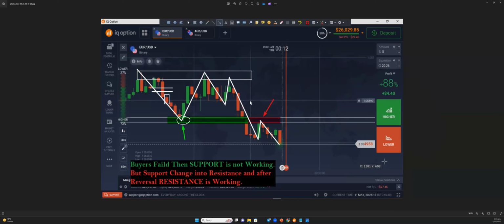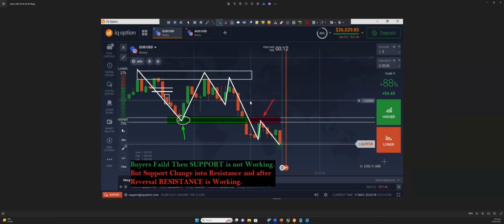Because buyers tried to break the resistance level, unable to break, they failed. That's the reason the support will not work, even if the candle closes inside the support. Even if it breaks, that will be a counter, not a true breakout. So this breakout comes down again.